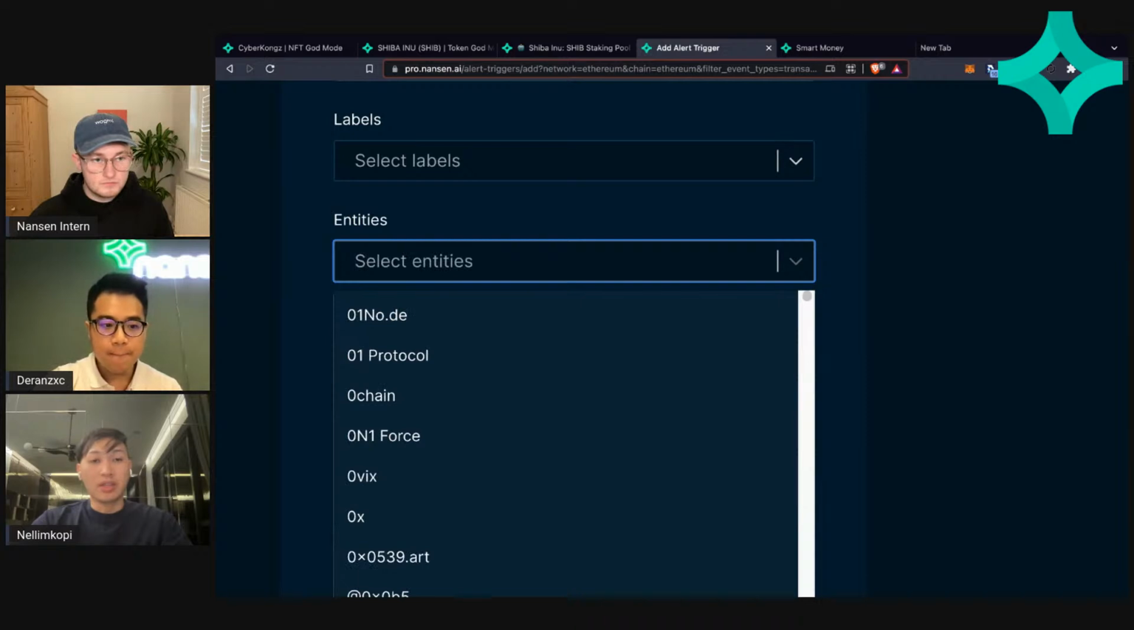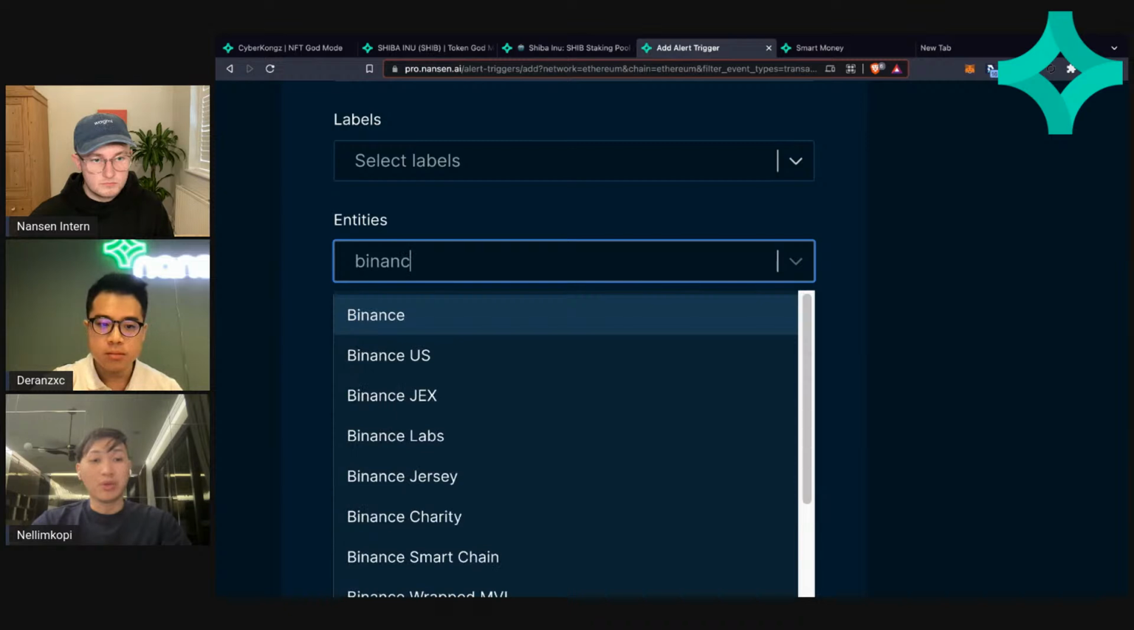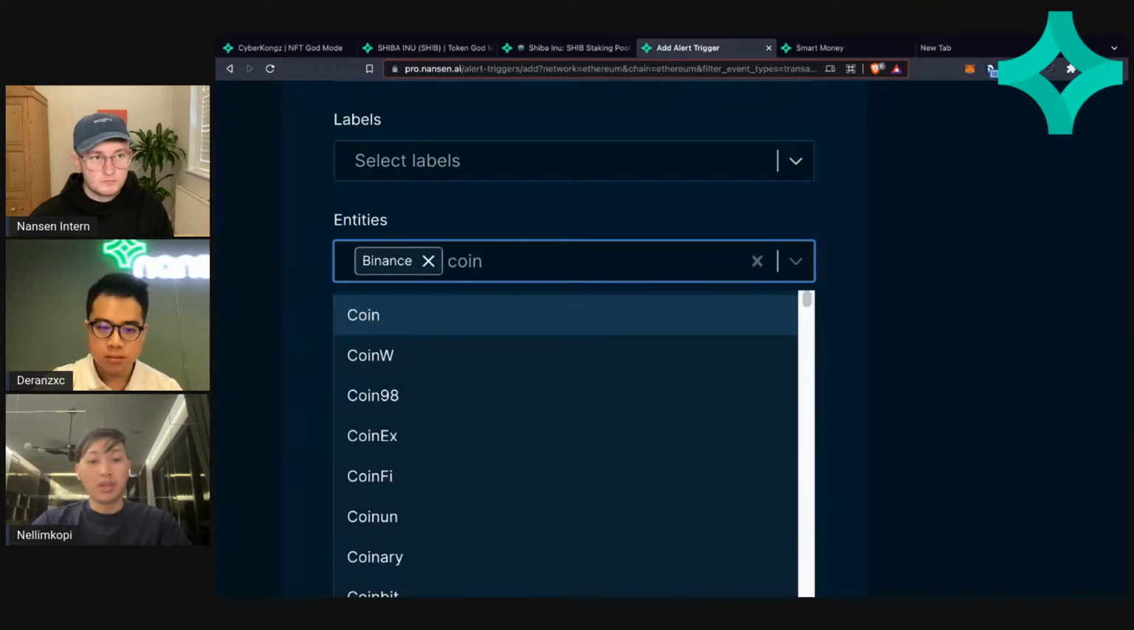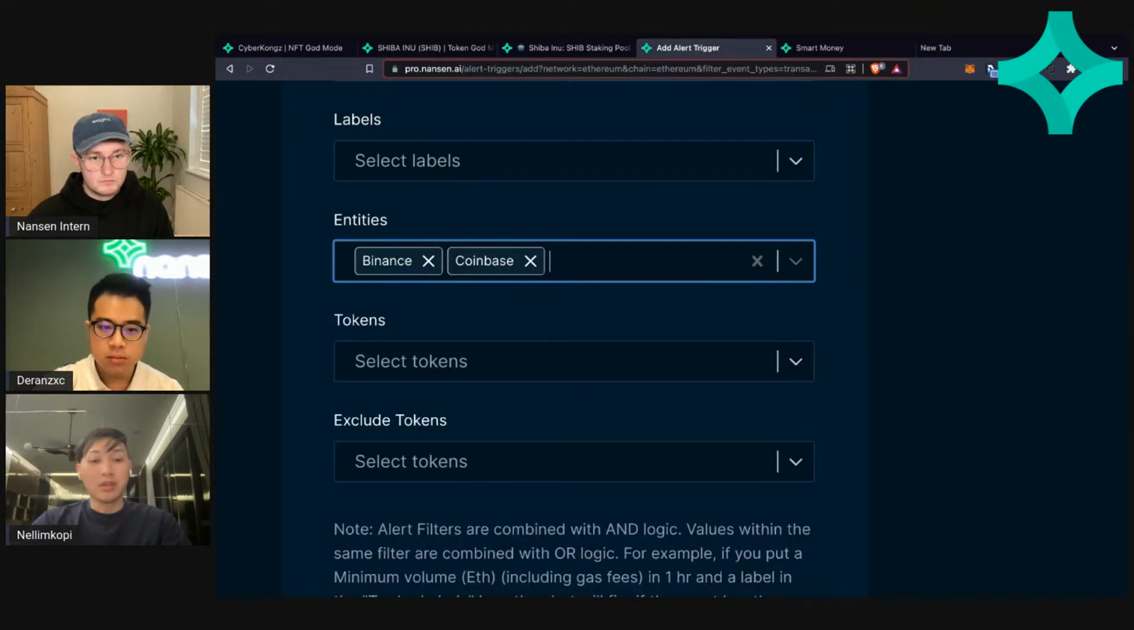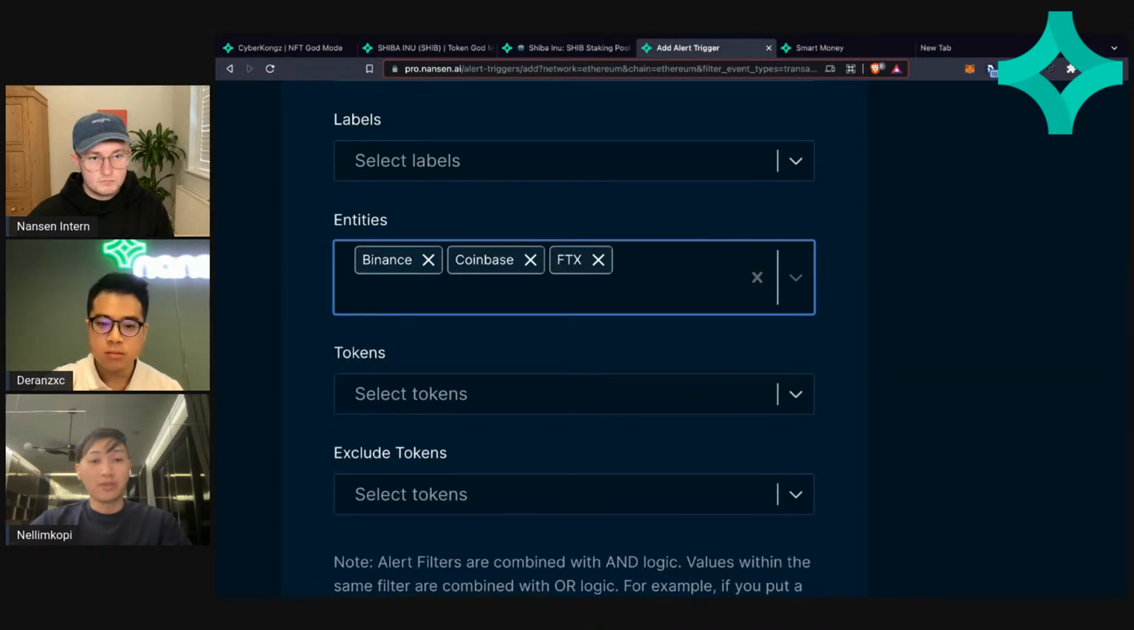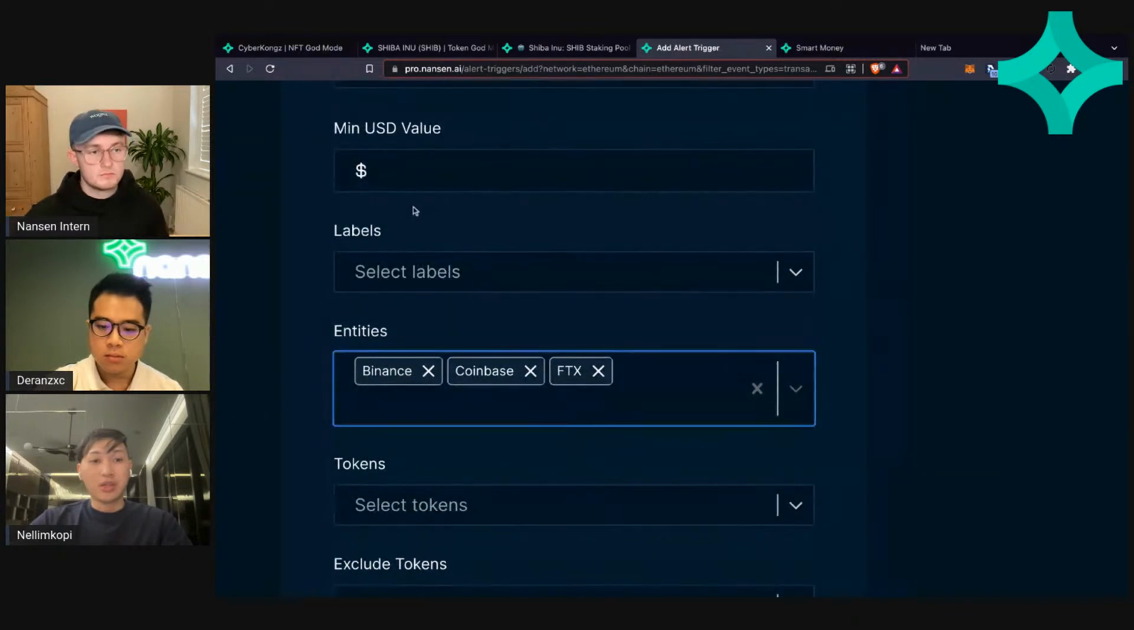One other way you can actually test out different theses is by looking at exchanges, right? So for example, Binance, Coinbase, FTX, so on and so forth. So basically major exchanges, right? And you can set the threshold. Say for example, if they are receiving 500,000 worth of a particular token, you receive a notification.